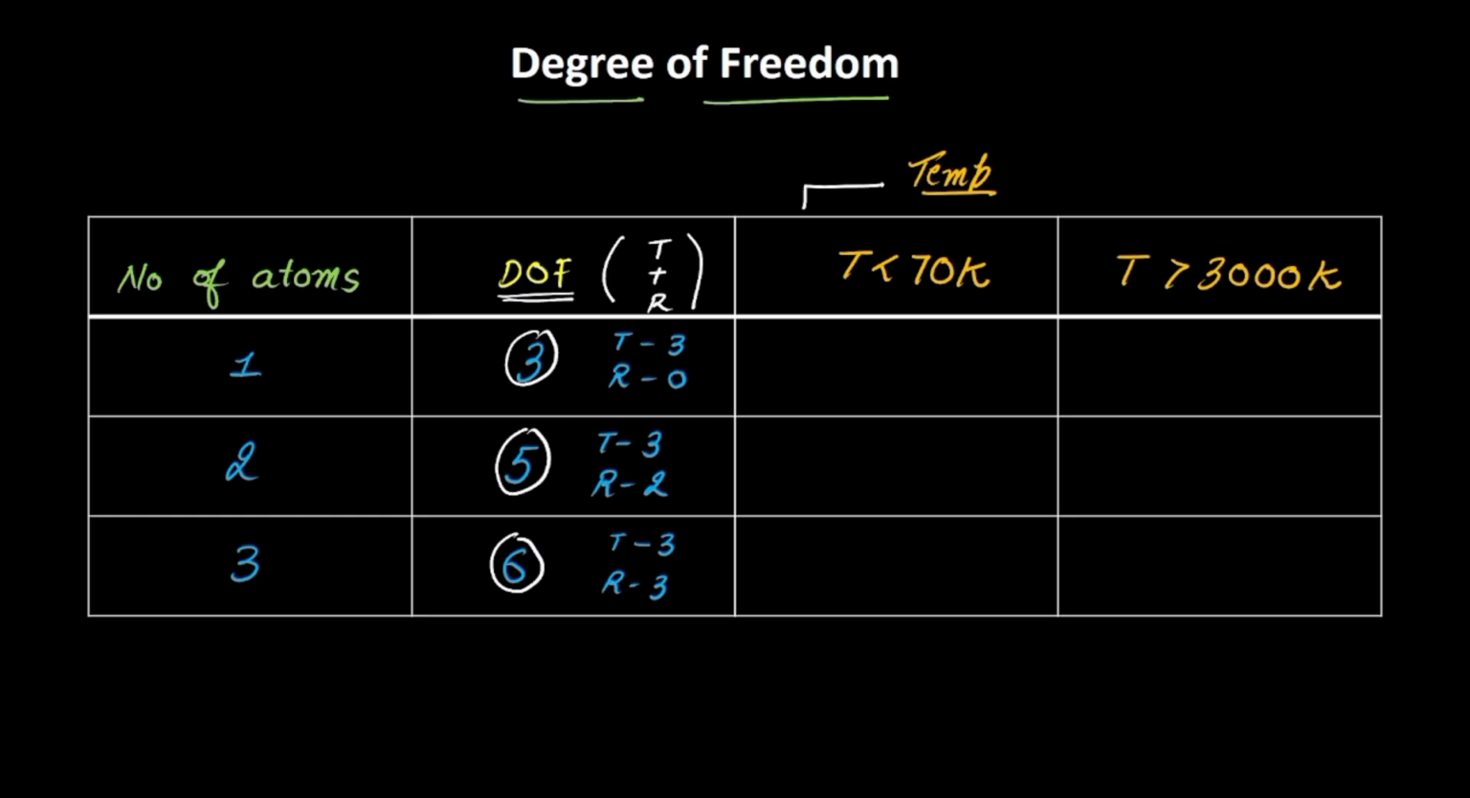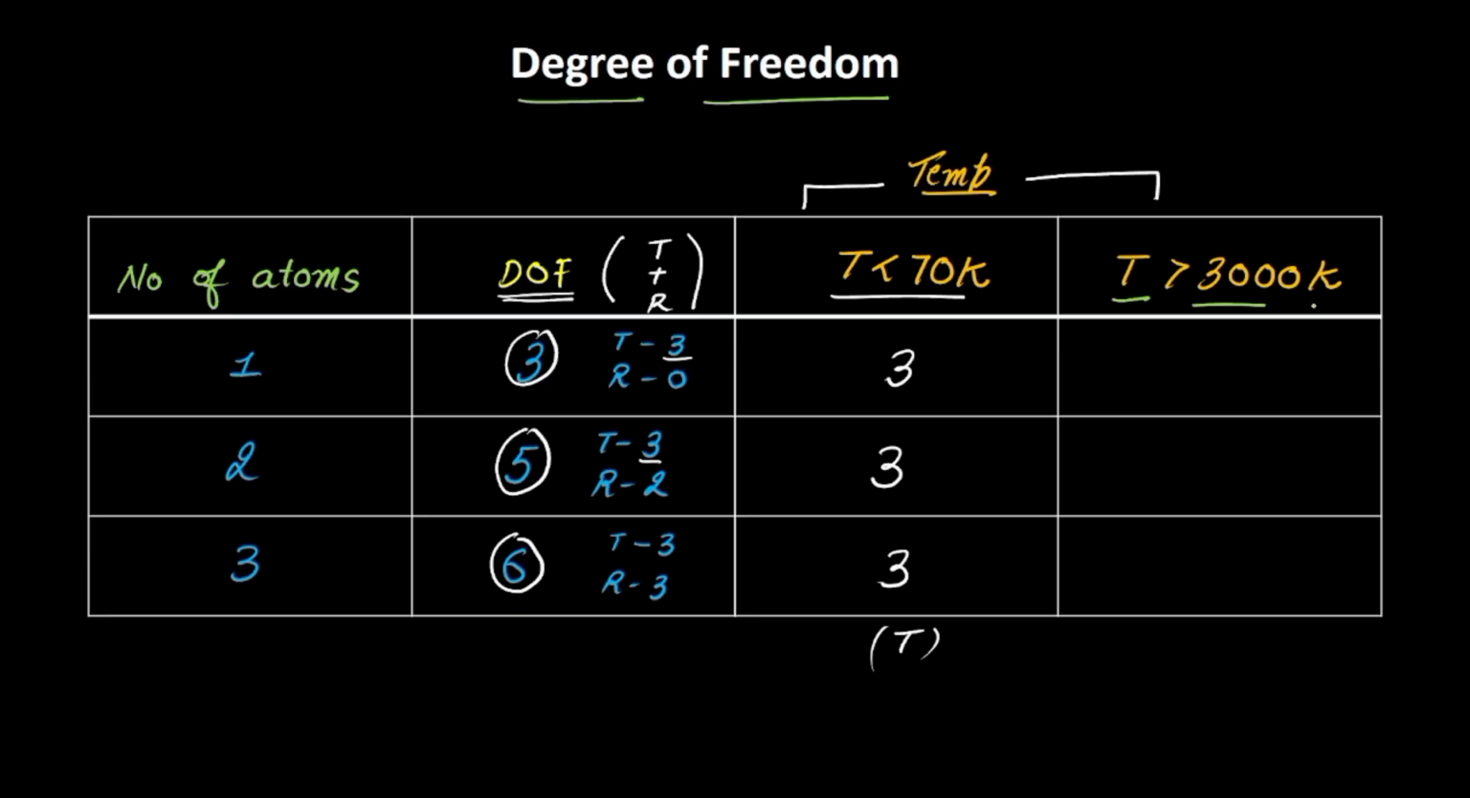But we also need to understand how these degrees of freedom would be affected by temperature. If the temperature is less than 70 Kelvin, then the only degree of freedom we need to take is the translational degree of freedom. All the other degrees of freedom we don't need to consider in this situation. So if the temperature is less than 70 Kelvin, with 1 atom it will only have 3 degrees of freedom, and in the other cases also it would have 3 degrees of freedom.